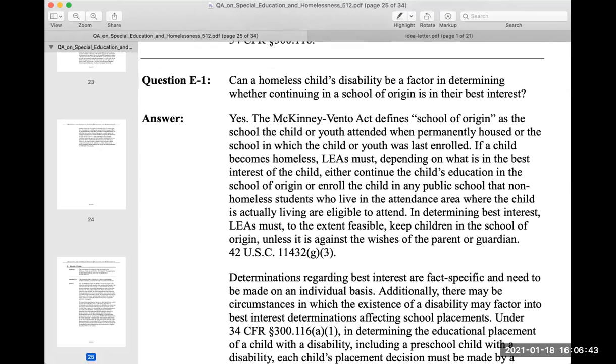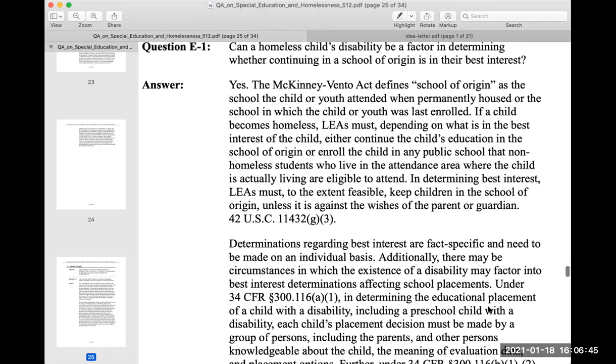Yes. The McKinney-Vento Act defines school of origin as the school the child or youth attended when permanently housed or the school in which the child or youth was last enrolled. If a child becomes homeless, LEAs must, depending on what is in the best interest of the child, either continue the child's education in the school of origin or enroll the child in any public school that non-homeless students who live in the attendance area where the child is actually living are eligible to attend.